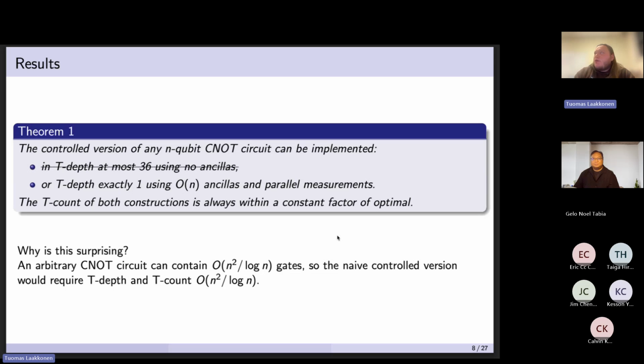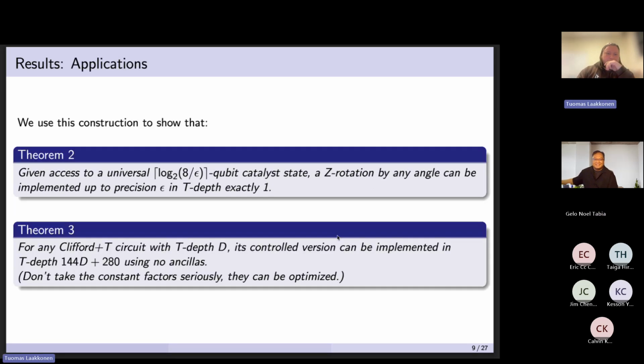And the 12, you can explain exactly why, but this can all be optimized a little bit. I wouldn't say these are hard numbers, and certainly what I'll show on the next slide are definitely not hard numbers. Okay. Yeah, so we use this controlled CNOT circuit construction to show two things.